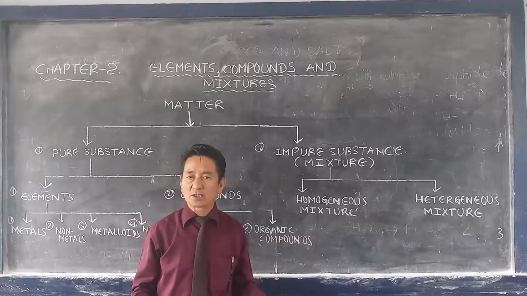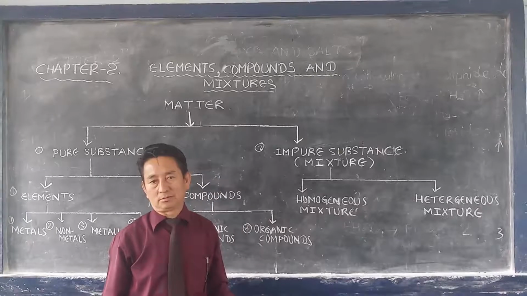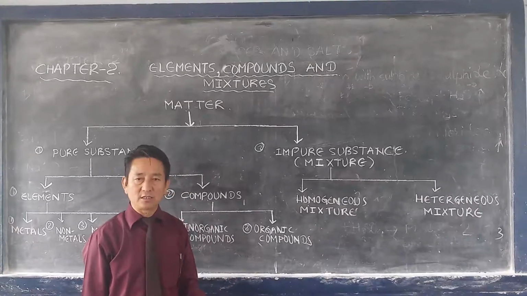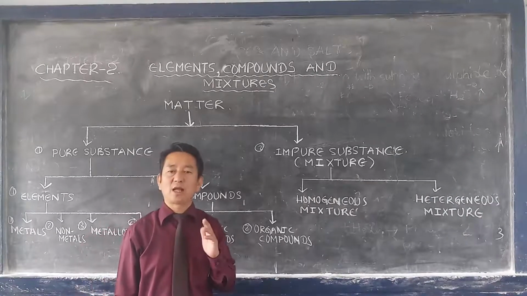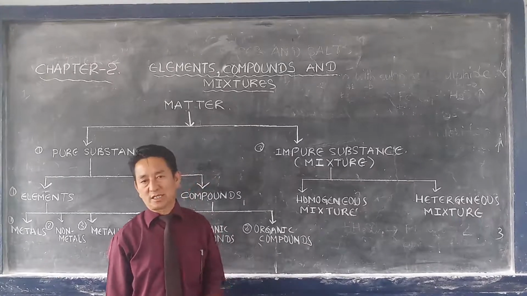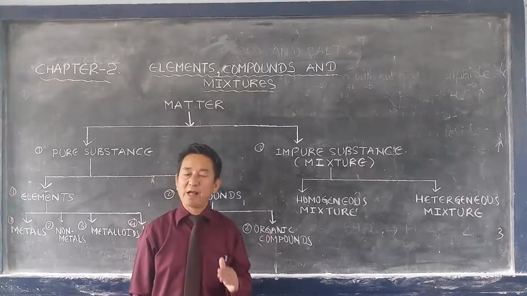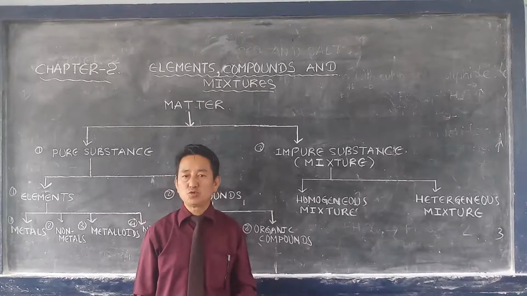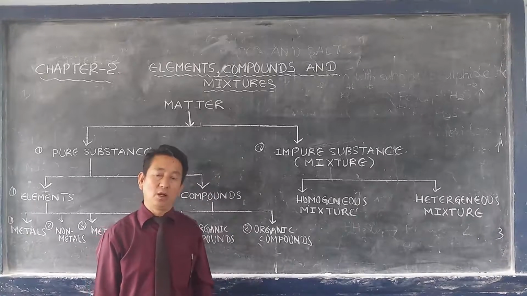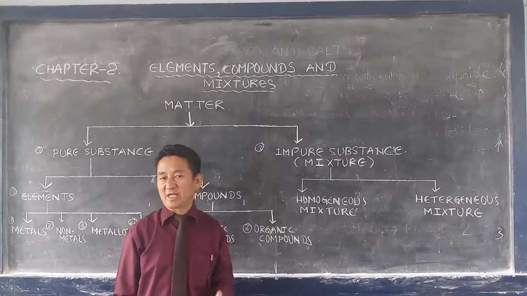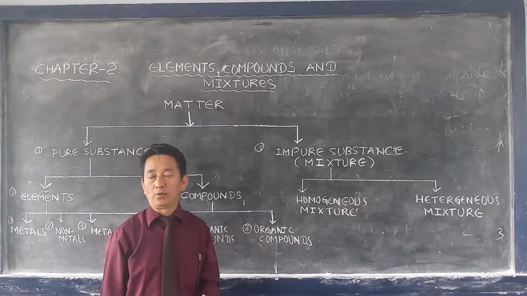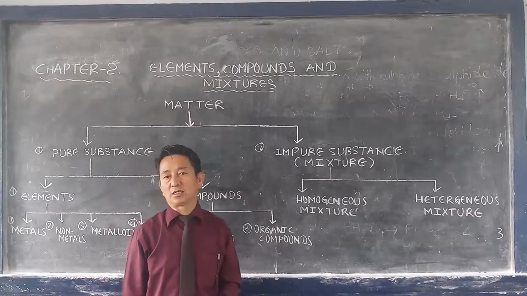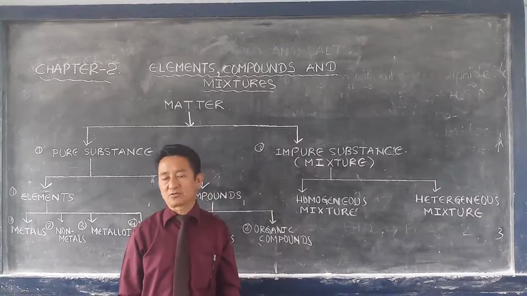As you know, we are surrounded by many substances, and these substances are made up of matter. I would like to ask you, what is matter? Matter is anything that occupies space, has mass, and can be perceived by our senses. As you know, we have five sense organs: eyes, ears, nose, tongue, and skin. With the help of these five sense organs, we know what is happening around us.